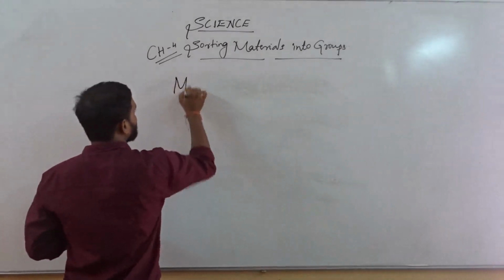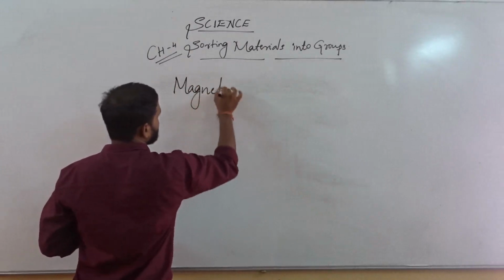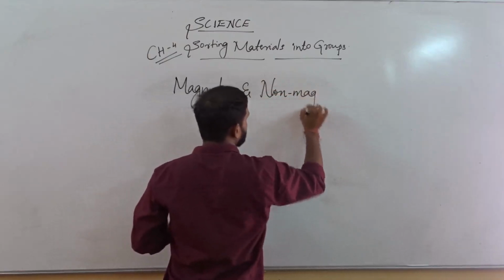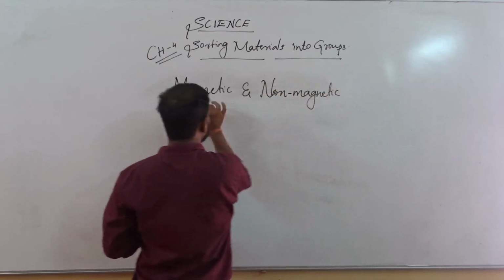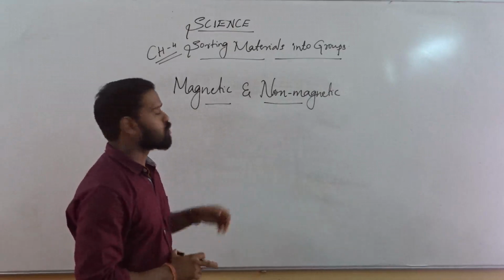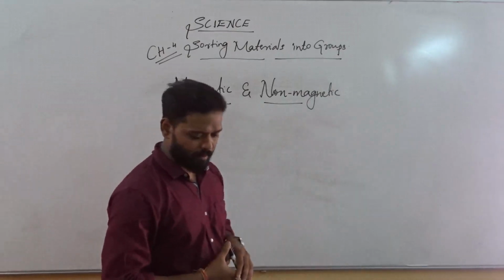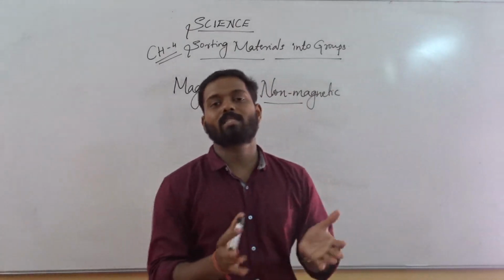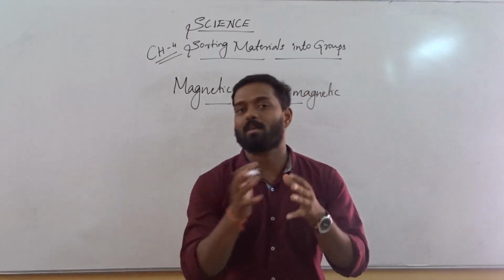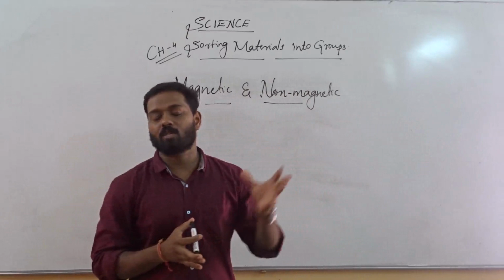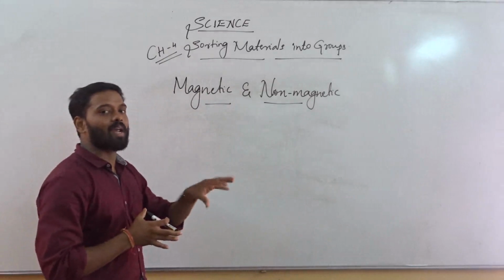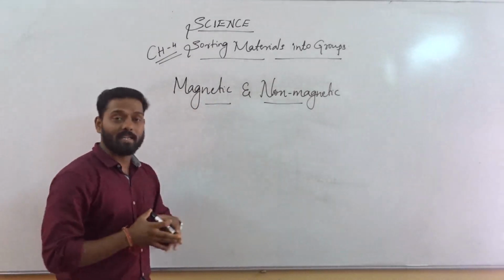Okay, magnetic and non-magnetic. Now we are going to discuss magnetic and non-magnetic materials. What do you mean by magnetic and non-magnetic material? See, in our surroundings many objects and materials are there. Certain materials are attracted towards a magnet, and certain materials and objects are not attracted towards a magnet. The materials and objects which are attracted towards magnets are known as magnetic materials.